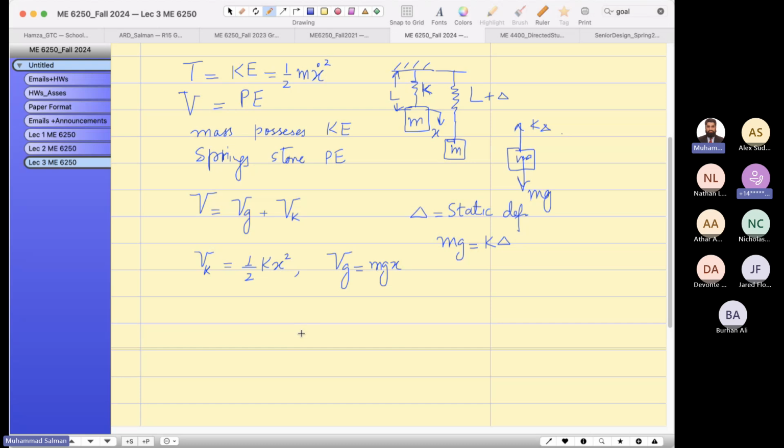The Rayleigh energy method is used to find the natural frequency of the mechanical system. So I can write down the formula here. The kinetic energy max plus the potential energy min is equal to the kinetic energy min plus the potential energy max.